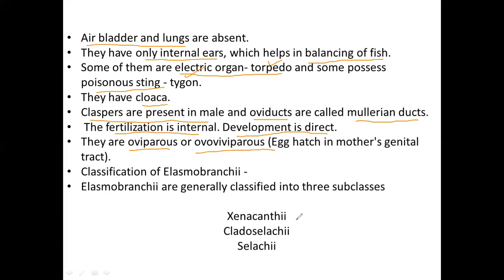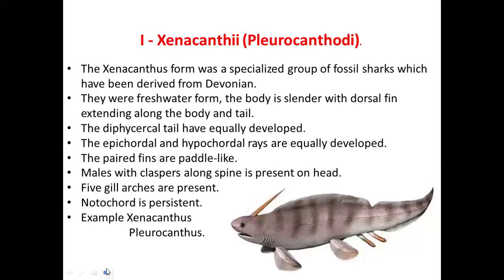Coming to the classification, it has three subclasses: Xenacanthi, Cladoselachii, and Selachii. I'll just show you an example and a few general characteristics about these three subclasses. Coming to the first subclass, Xenacanthi or Pleuracanthodii. These Xenacanthi are a special group of fossil fishes. They have been derived from the Devonian.